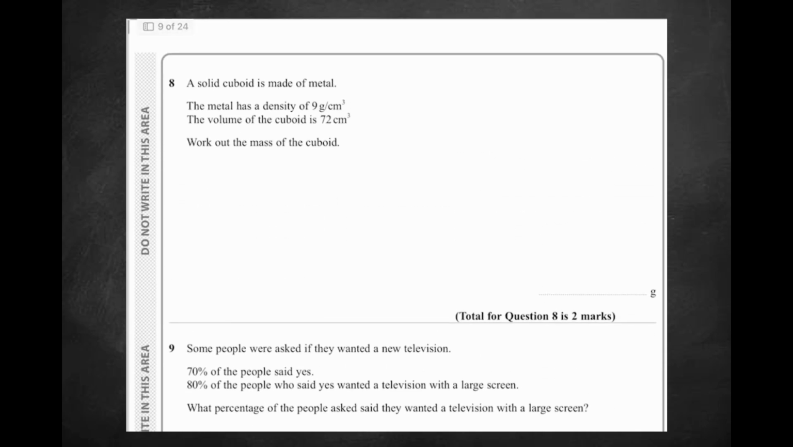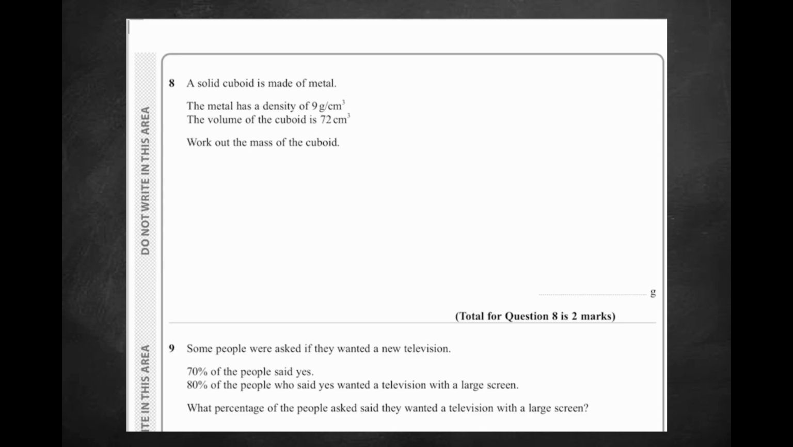Question number 8. A solid cuboid is made of metal. The metal has a density of 9 grams per centimeter cubed. The volume of the cuboid is 72 centimeters cubed. Work out the mass of the cuboid.